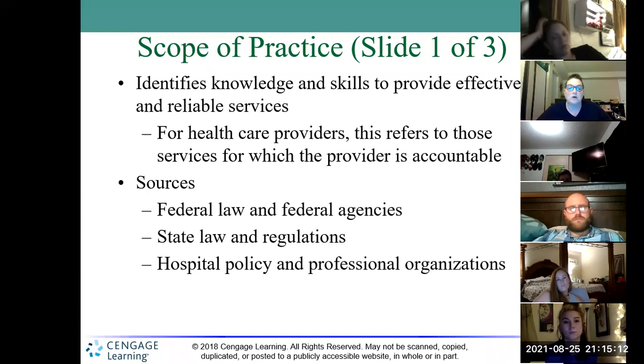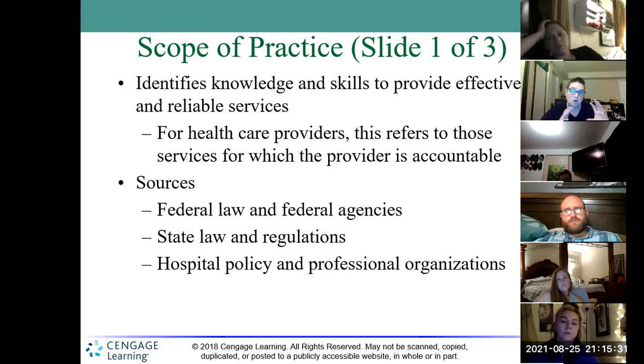There's also, like I said, state law and regulations, but then hospital policy and professional organizations. So hospitals may say, our scrubs can do this. You know, they cannot expand beyond the state laws, but they can constrict, so they may say our scrubs can only do this. So professional organizations, the same thing.